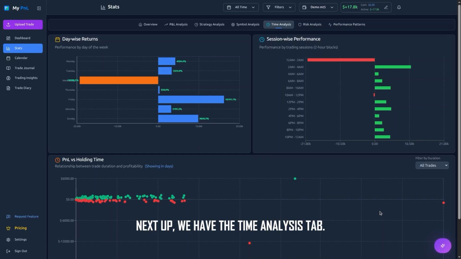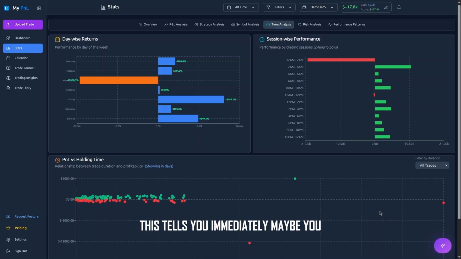Next up, we have the time analysis tab. It shows you when you are actually making or losing money. First chart, day-wise returns. This breaks down your performance by day of the week. Look, Wednesday is a massive loser with that orange bar showing a big drawdown. Meanwhile, Monday, Tuesday, Friday, Saturday, and Sunday are profitable in blue and green. Thursday shows a small profit too.